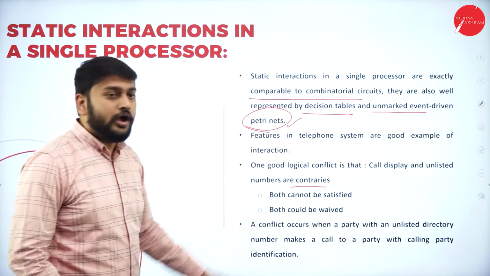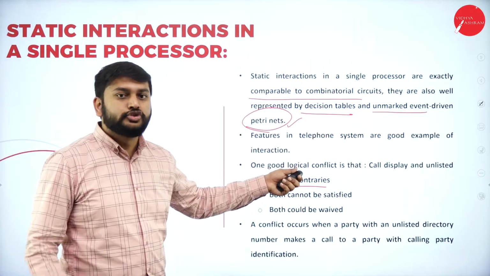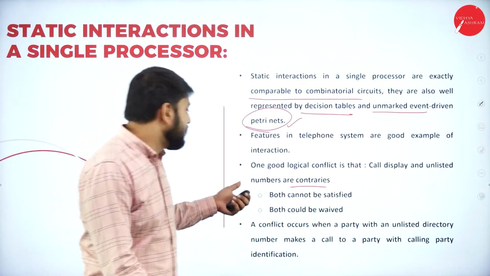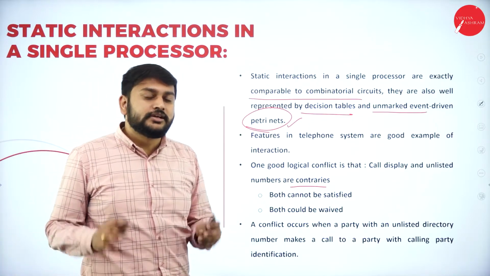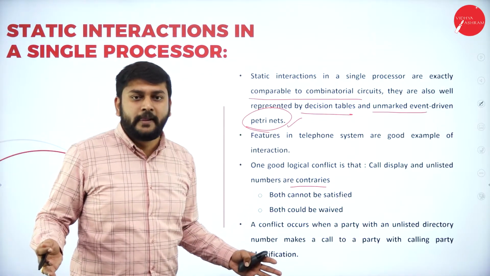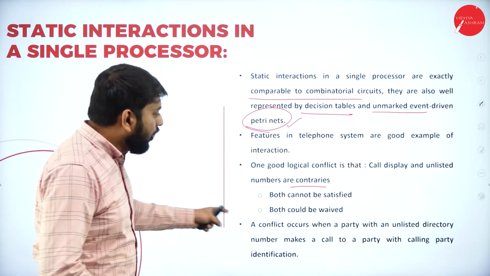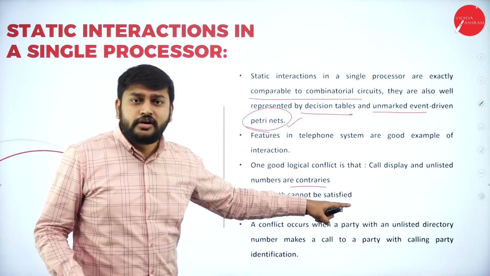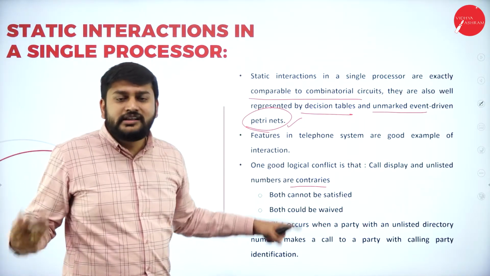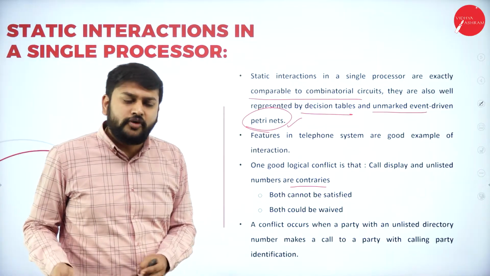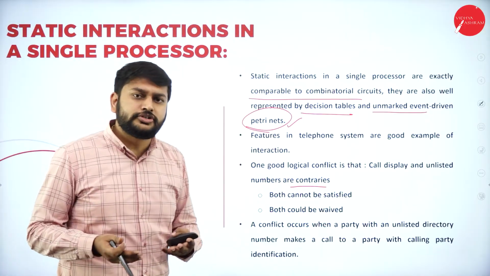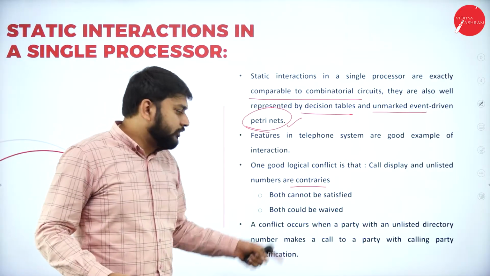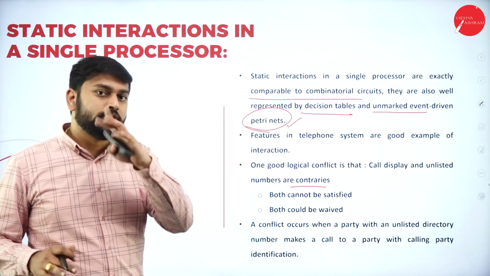Okay, so one good logical conflict is that. So they are speaking about the logical conflict with respect to the call display and unlisted number. Okay, that they are saying is a contrary. Obviously, it is a contrary. Okay, so let's check how. Both cannot be satisfied. Obviously, I cannot satisfy both. One is unlisted and the other is call display. When I am not saved, how can you expect the caller information to be displayed? No, and both could be waived. So that's what you need to remember.